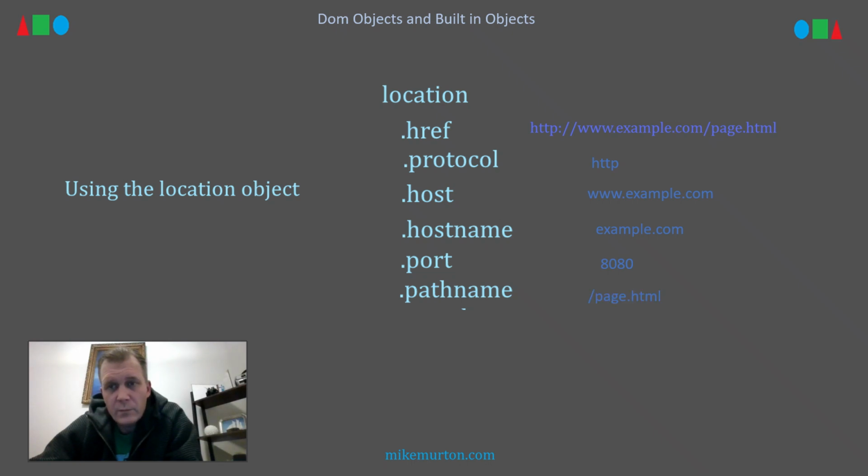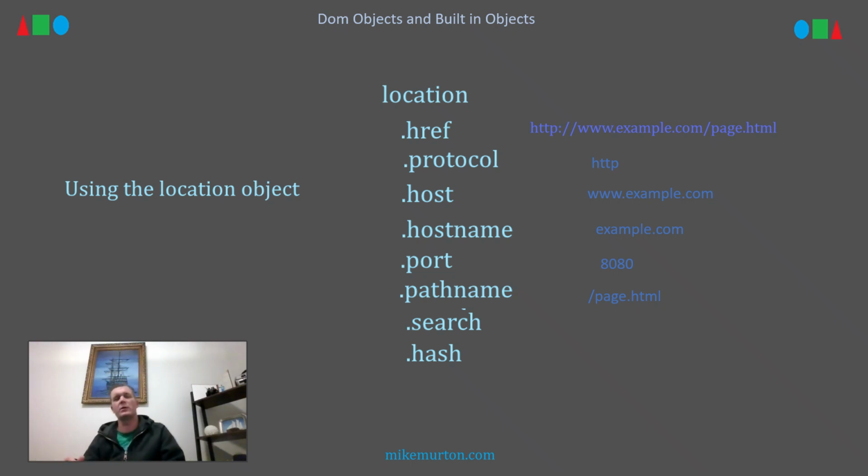Pathname, which would be the appended route within the domain. In this case, it would be page.html. And the search and hash properties are other strings that could be appended to the URL. The search would have a question mark and a query. The hash would be a hashed value such as a token.